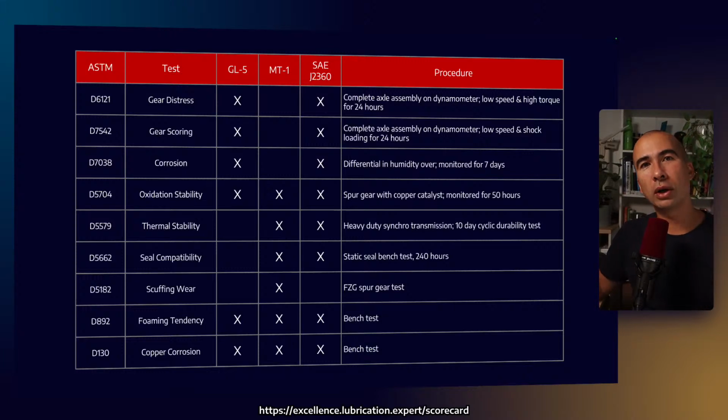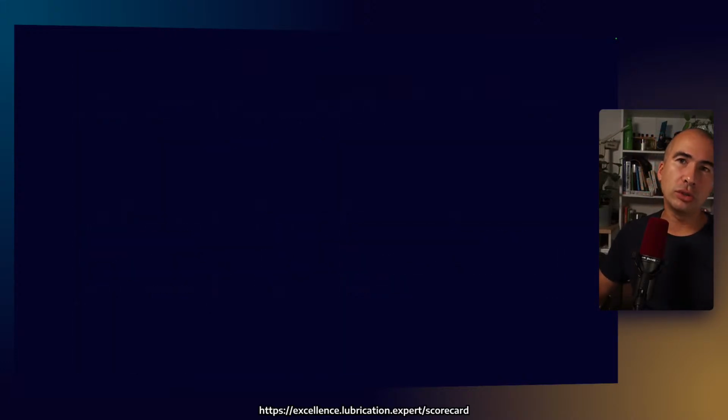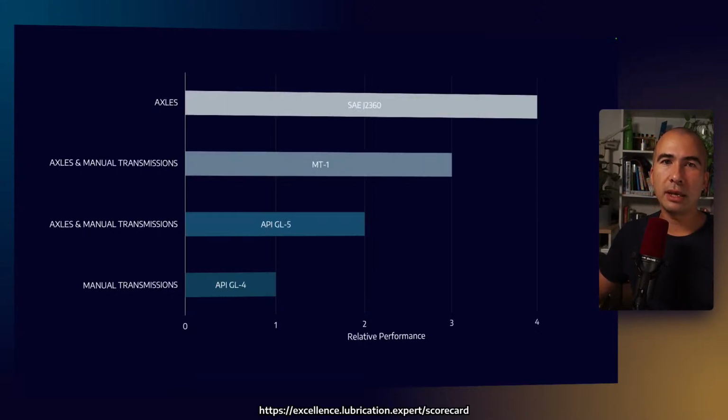But the most stringent one at the moment is the SAE J2360, which is basically a combination of GL5 as well as MT1. So if you had to say, where would you use these, right? Broadly speaking, for manual transmissions, you probably only need a GL4. As you're starting to get up into axles, GL5, MT1, and then some axles, the relative performance gets higher.